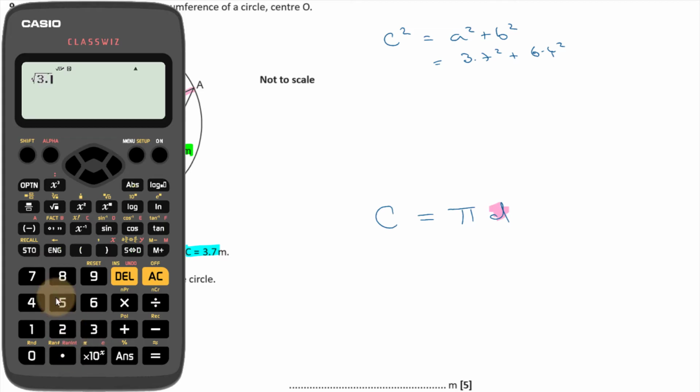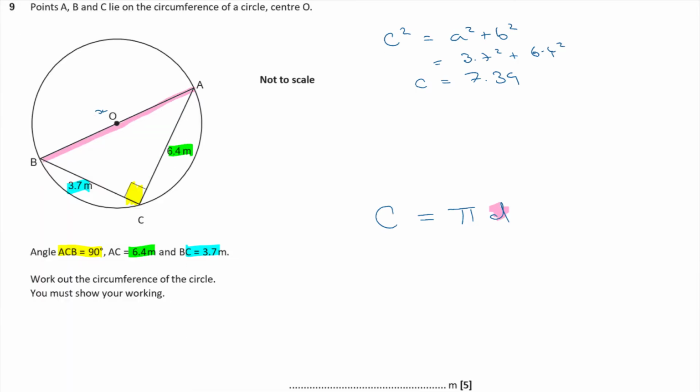Square root of 3.7 squared plus 6.4 squared. So that gives me 7.39. Okay, so I'm going to say C equals 7.39. Okay, I just realized I'm using the same letter here. That's not very good practice, is it? I'm just going to change my C handily to a D.